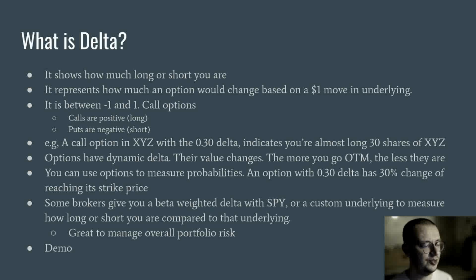Some brokers give you a number, it's called beta weighted delta with SPY or any other custom underlying that you want to use to measure how long or short you are compared to that underlying. This is really good if you want to know how long or how short you are compared to overall market, and you could use that to adjust your positions.